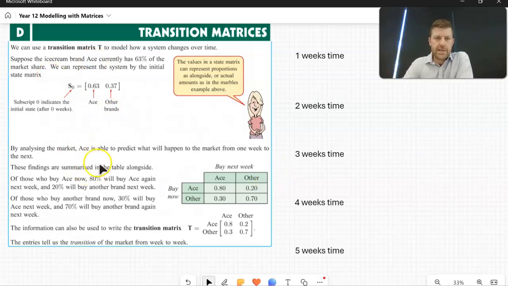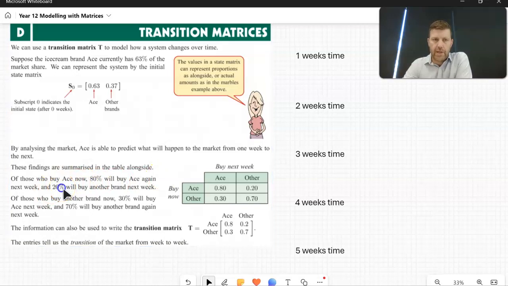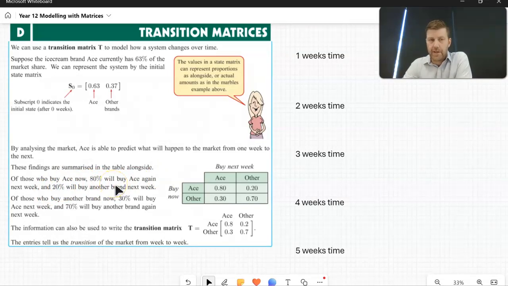Now, Ace has looked at the market and how things change from week to week, and they've found that of the people that buy Ace now, 80% will buy Ace again next week, and 20% will buy another brand next week. Of those who don't buy Ace, so they buy another brand, 30% of those will buy Ace next week, and 70% of those will continue to buy another brand next week. So that's represented in this table here, okay?